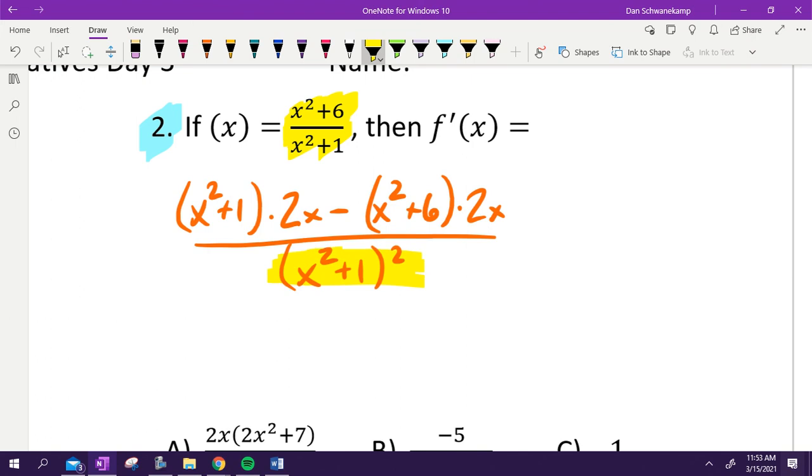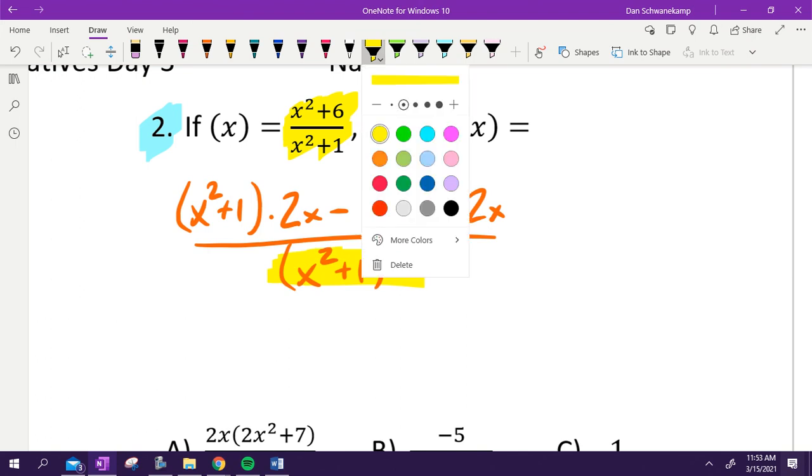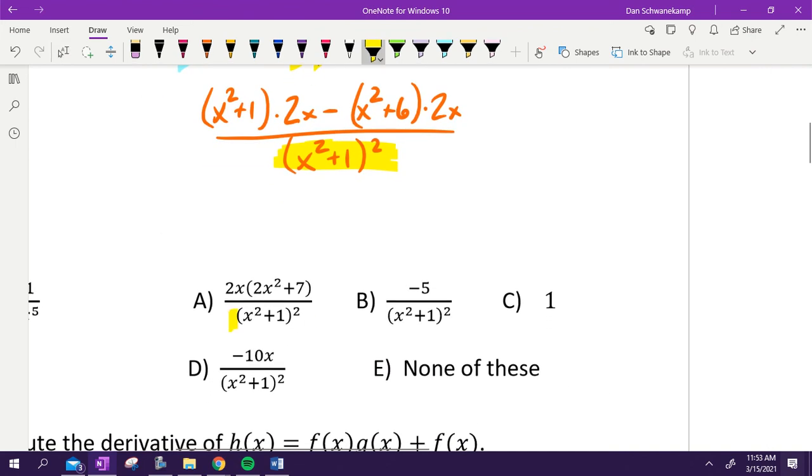Notice that the bottom is squared. It is going to stay like that in your answer. This is how it would look on the AP exam as well. They're just going to leave the bottom the same. All we have to do on top is simplify.